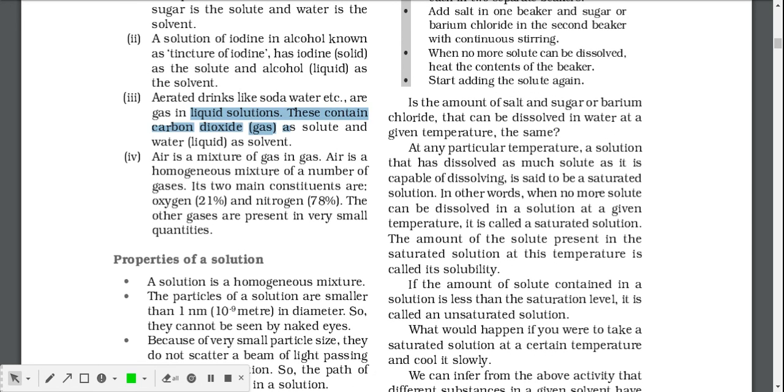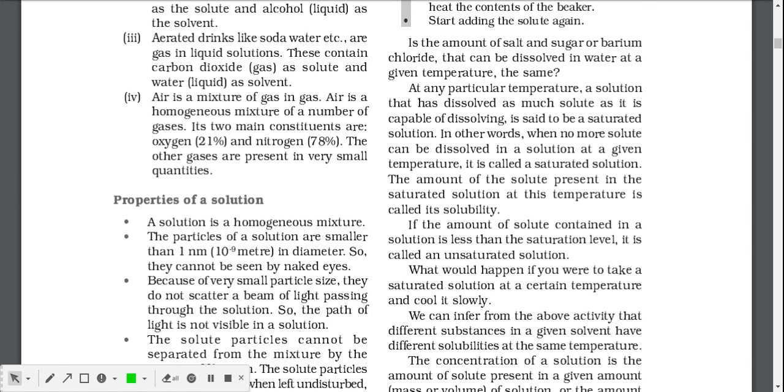Aerated drinks like soda water, etc. are gas in liquid solutions. For example, you might have drunk soda, right? Flavored sodas are available in the market right now. These contain carbon dioxide as solute and water as solvent. So in water they mix certain gases along with flavors, so that is basically a solution, and the gas is called solute and water is known as solvent in that case.